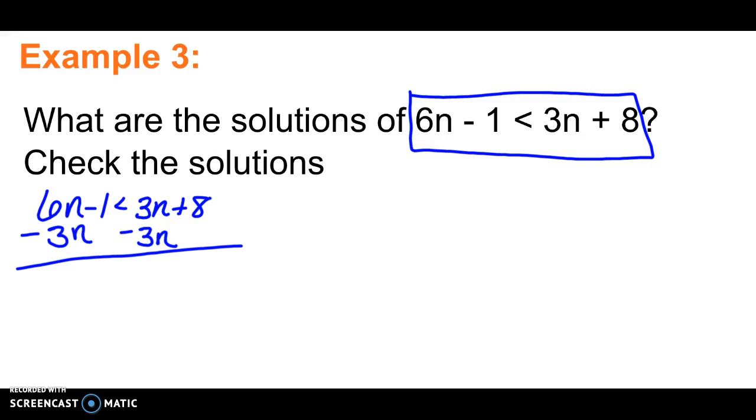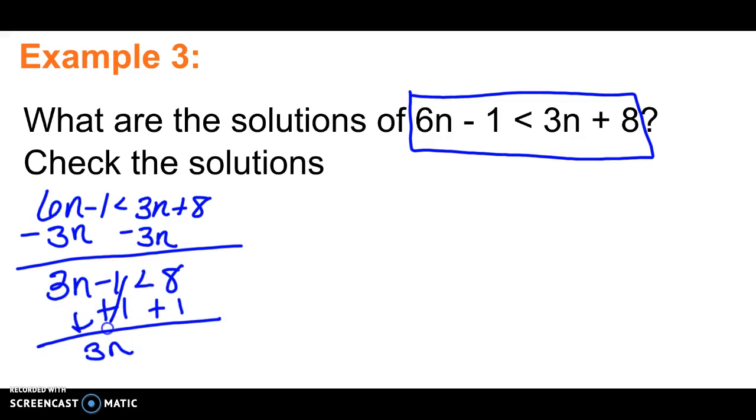Okay, let's try this again without the dog barking. So I'm going to subtract 3n from both sides, and I'm left with 3n minus 1 is less than or equal to 8. Then I'm going to add 1 to both sides. That gives me 3n. Those cancel, is less than or equal to 9. And then divide both sides by 3, and I get n is less than or equal to 3.